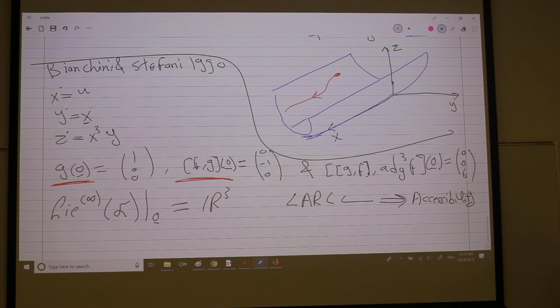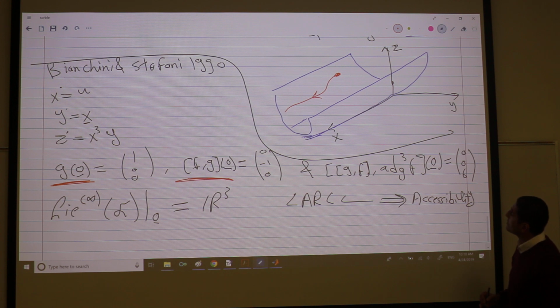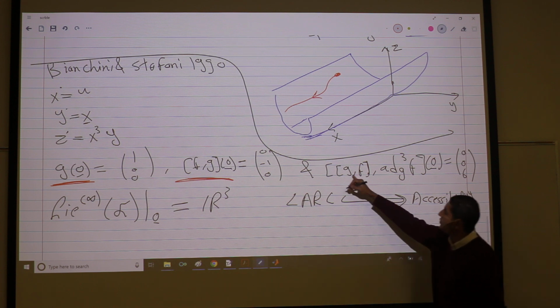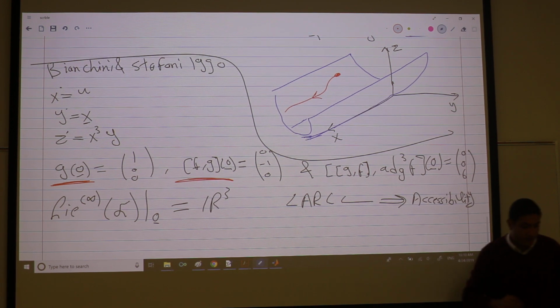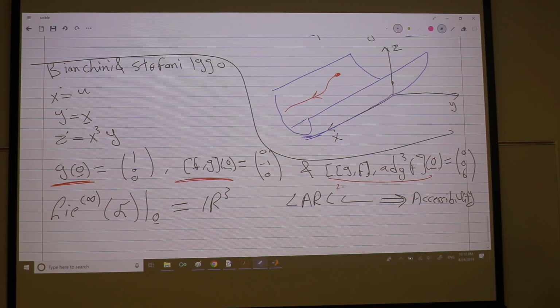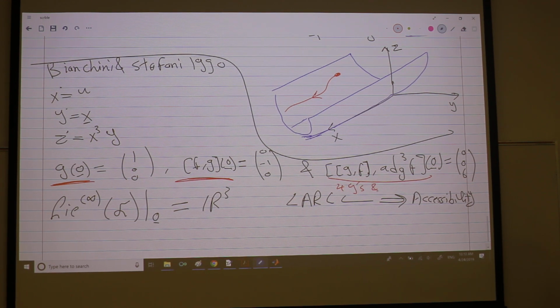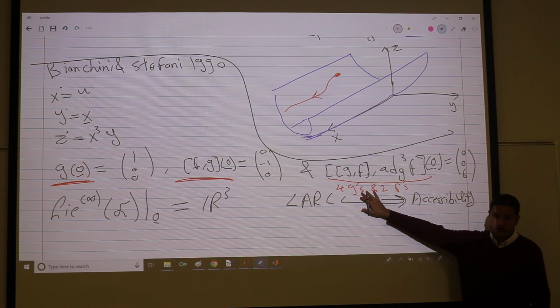What about this one? Let's count how many G's are in there. 1 and 3. So we have 4 G's, right? 4 G's and 2 F's. So it seems that there is a problem here, right?